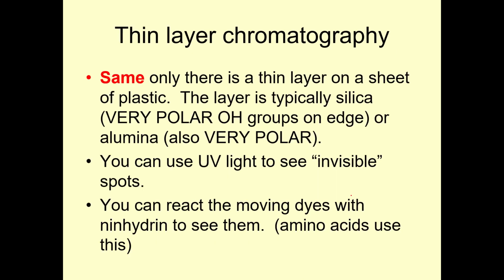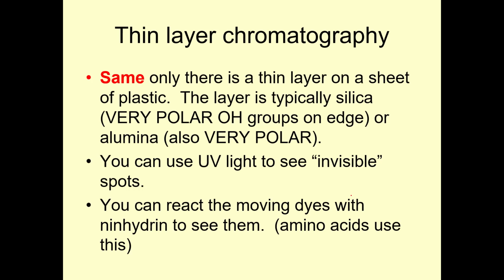Thin layer chromatography is the same idea. The polar stuff is attracted to the polar stuff. The non-polar stuff is not very attracted, so it moves. There's a thin layer on a sheet of plastic. The layer is typically silica, which has a very polar OH group on the edge, or alumina, which is also very polar. So remember how polar likes polar? That means that polar things move slowly. So it's exactly the same besides that. Instead of going on paper, it's on this thin layer.